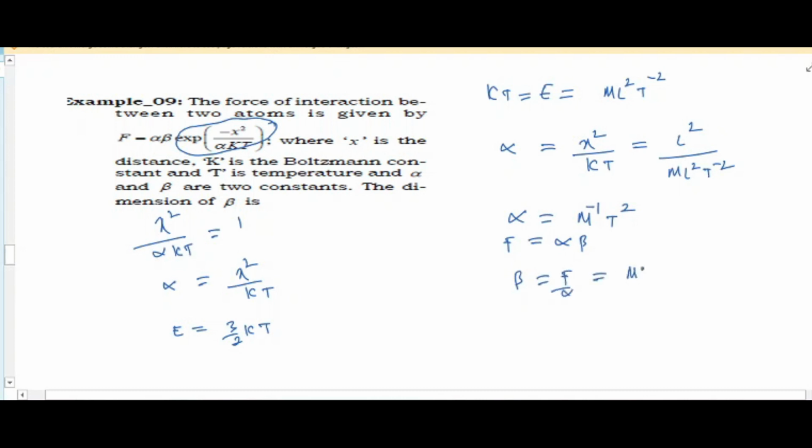F is M L T to the power of minus 2, by alpha, which is M to the power of minus 1 T to the power of minus 2. Therefore, beta is equal to M square. This L T to the power of minus 2 cancels. Therefore, beta is equal to M square into L. This is the dimensional formula for beta.